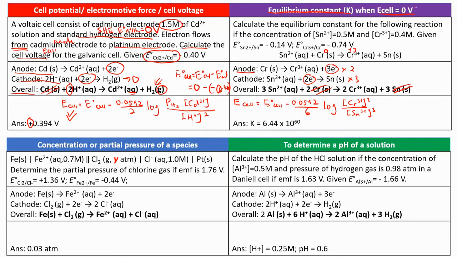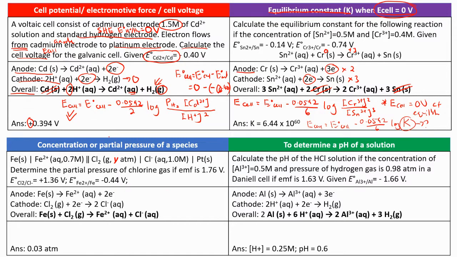Remember, because you are looking for the equilibrium constant, there's a very important keyword that you need to write, that is E cell equals 0 volt at equilibrium. Therefore your E cell equals E naught cell minus 0.0592 over 6 log K. So you just need to find out what your K is.